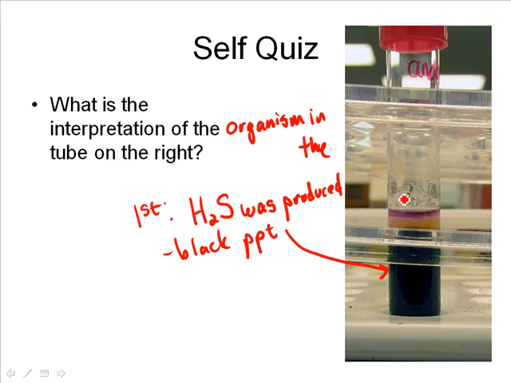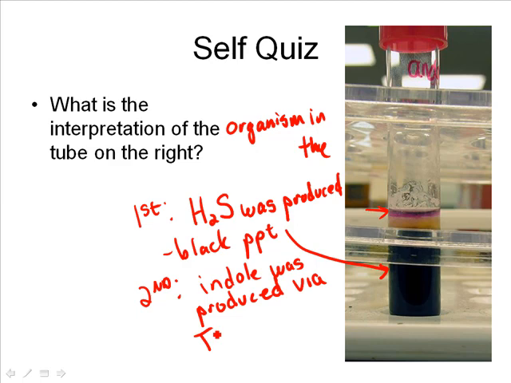Now, you notice I also see the presence of a pink ring at the top. So the second interpretation was that indole was produced via tryptophan catabolism. Remember, to this tube, we added the Kovacs reagent. And as we added that Kovacs reagent, we see that pink ring was produced, an indication that indole was present. Let's go on to the next self-quiz.